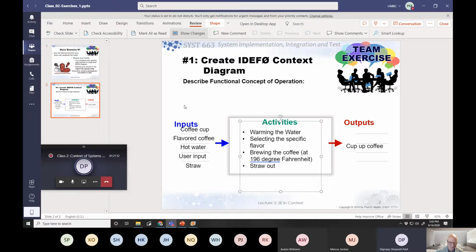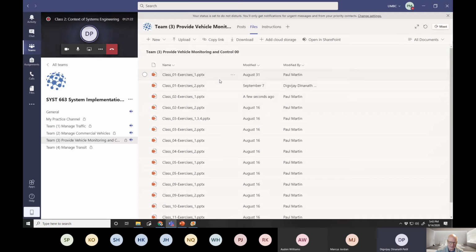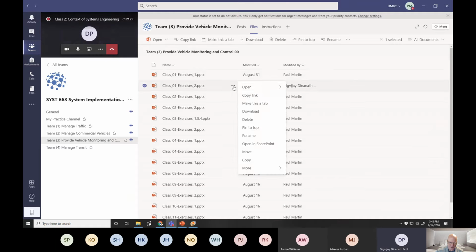Right. And that was why it was important for you to describe your functional concept. Did you have that from the last class? Should have been exercise 2, right?